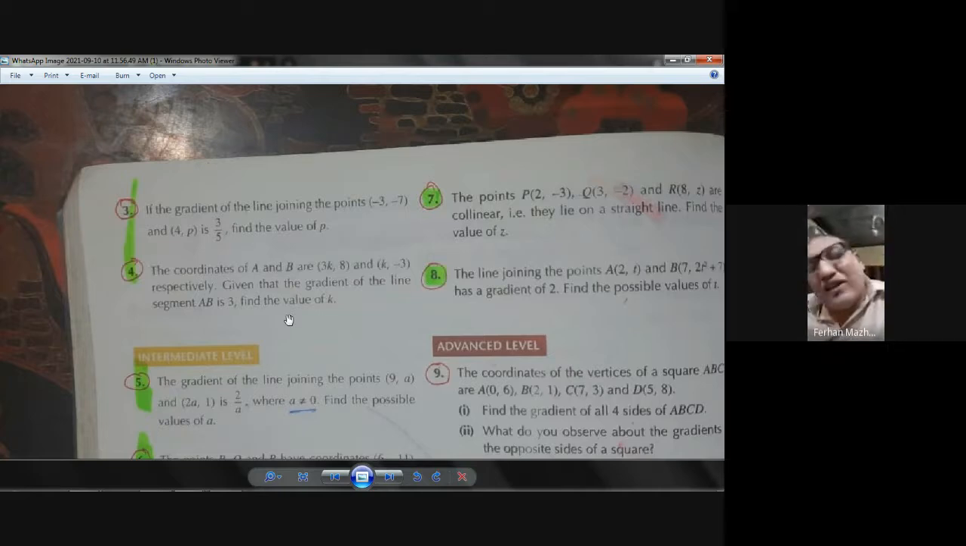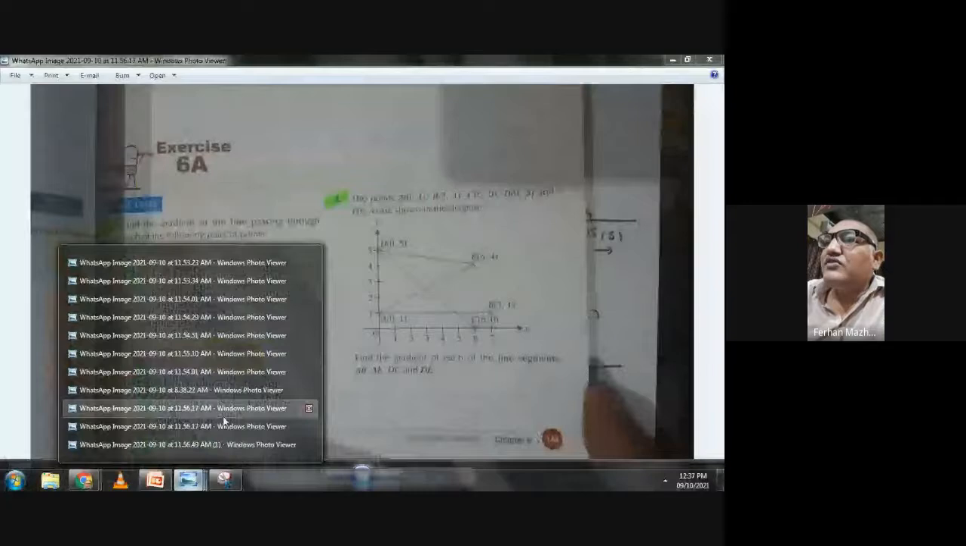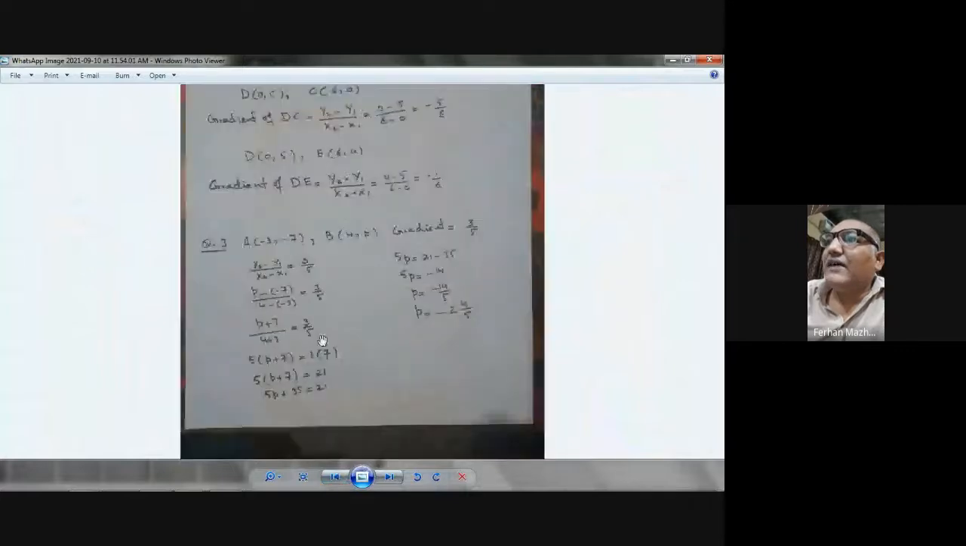And the gradient is already given. They have given us the gradient will be 3 by 5. They want us to find out the value of the P. So what we will do, we will apply the formula of the gradient and we will make it equal to 3 by 5. And from there, automatically we will be able to find out the value of the P. So let's do it. Let me show you how this is done. This is question number 3 basically.